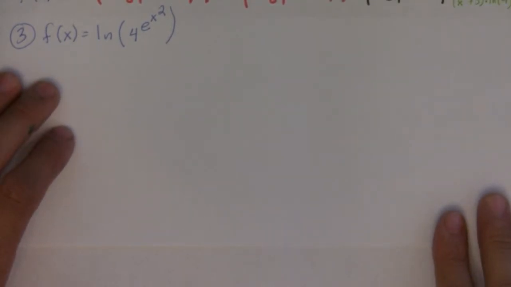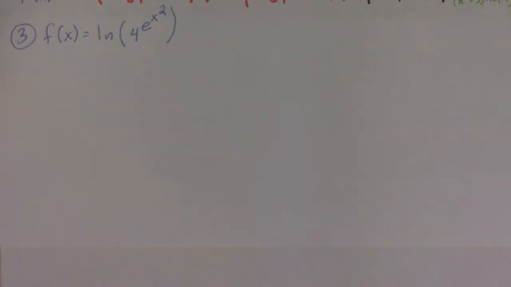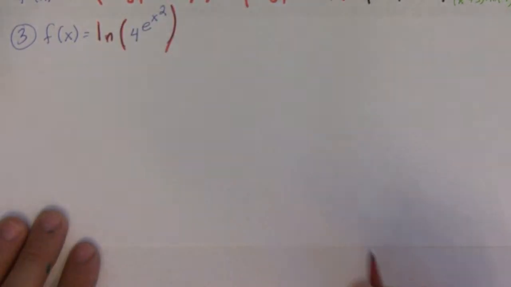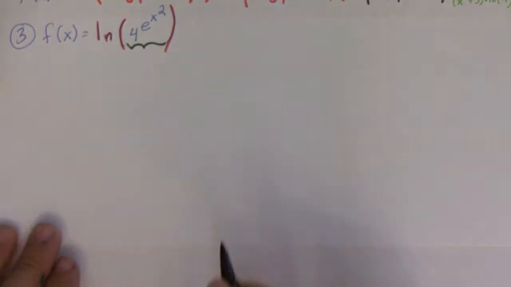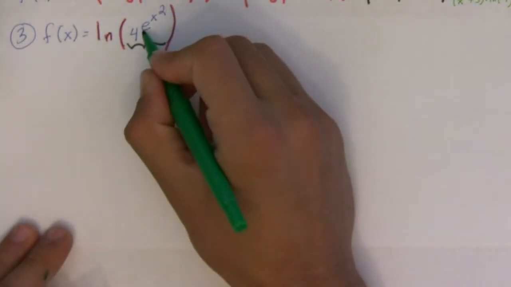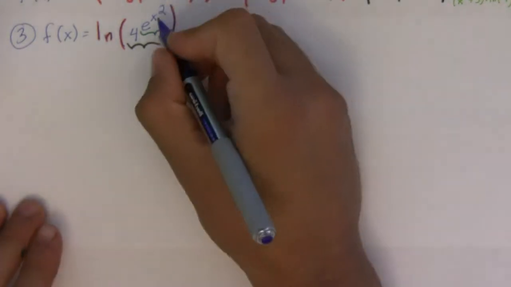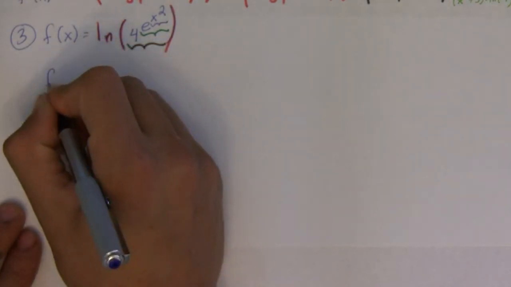Okay, so let's try to find what the inside function and the outside function is. Here, well, the most outside function is the natural log. Okay, and then in there we have an exponential function, which is 4 raised to a power, and inside of that we have natural exponential, and inside of that we have x squared. Okay, so this one actually isn't that bad.